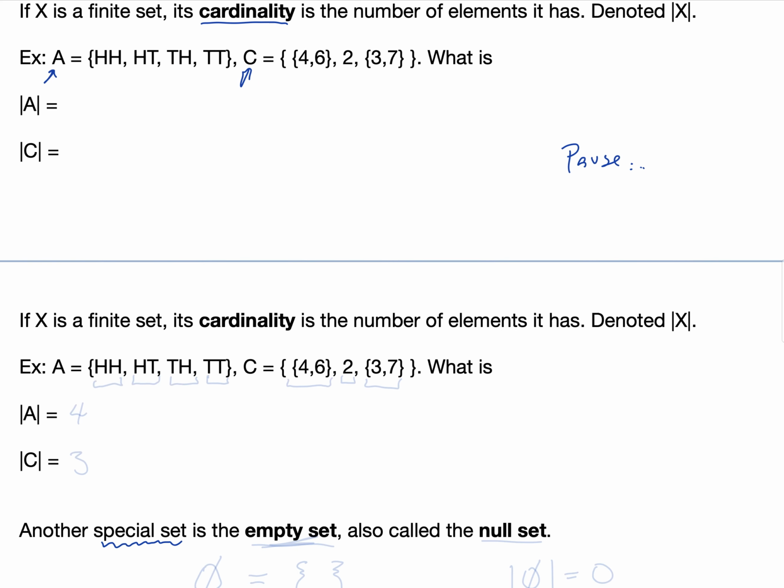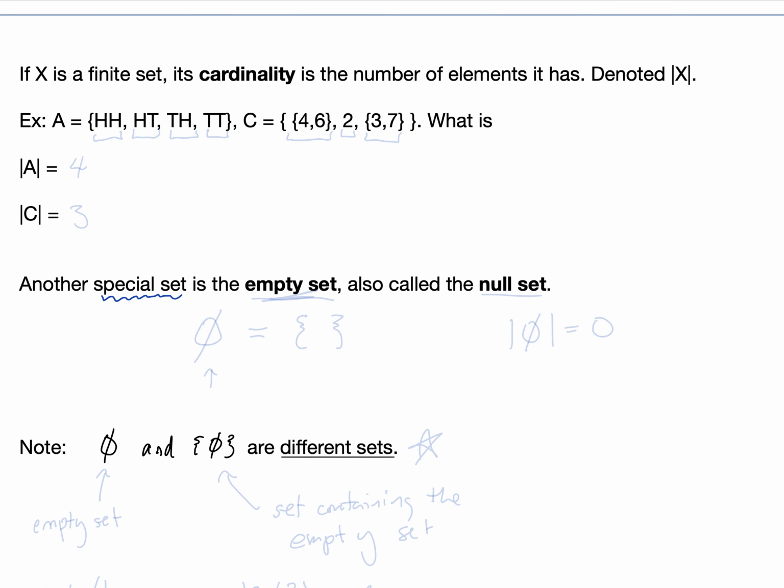All right, so the set A has 4 distinct elements: heads-heads, heads-tails, tails-heads, tails-tails. Those are the 4 distinct outcomes that can occur when you flip a coin 2 times. And so the cardinality of A is 4. C has 3 elements. As we said, the set {4, 6} is an element, the number 2 is an element, and the set {3, 7} is an element. So the cardinality of C is 3.